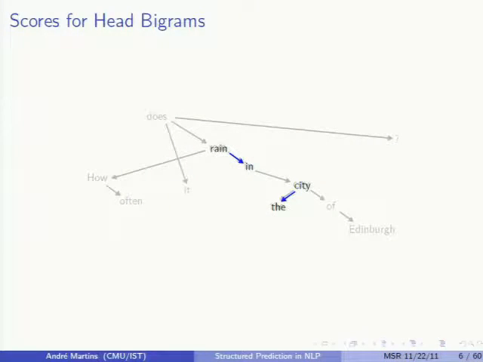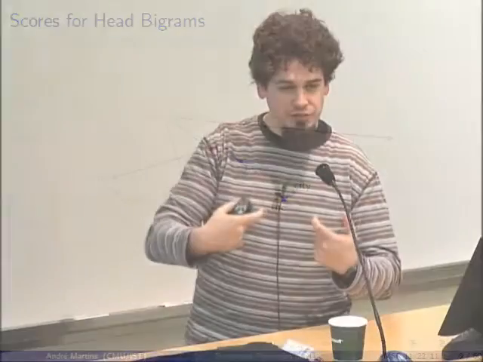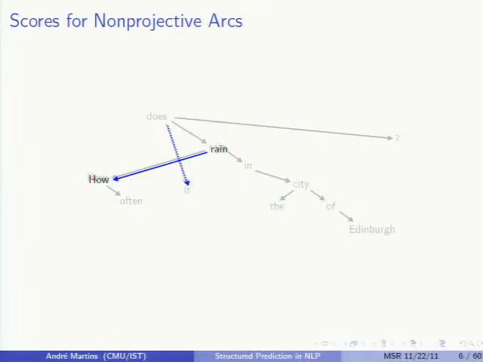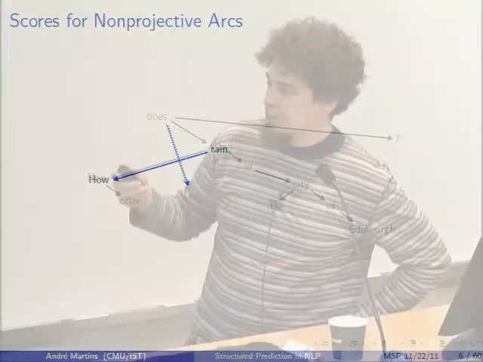So we also have scores for two consecutive words, looking at the heads, the parents of these two words. I'm going to skip some details here. But essentially, non-projective arcs are arcs that cross each other. And we also have scores for pairs of arcs, or for arcs that have other arcs crossing them. So this is useful in actual NLP parsing.